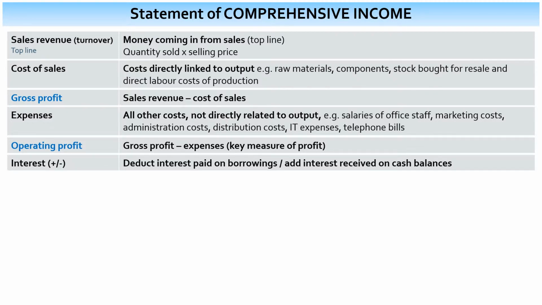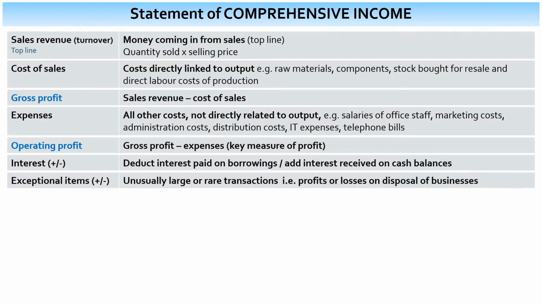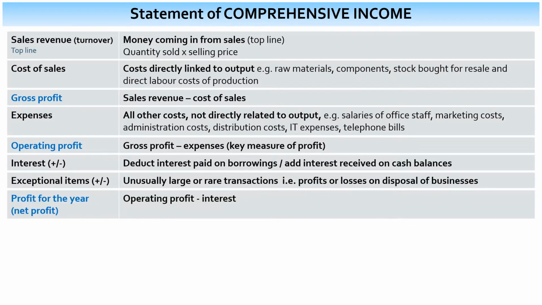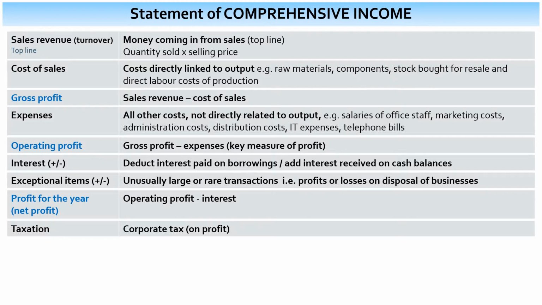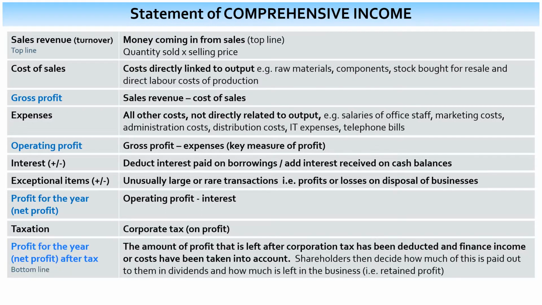Then we deduct any interest charges or add on any interest we have on cash, any exceptional items, and we get our profit for the year, or sometimes known as net profit. Once we deduct off any tax, we get the profit for the year after tax, which is sometimes called the bottom line. And we need to decide how much of this is paid out in dividends and how much is left in the business through retained profit.